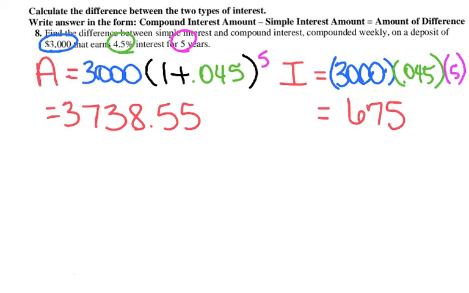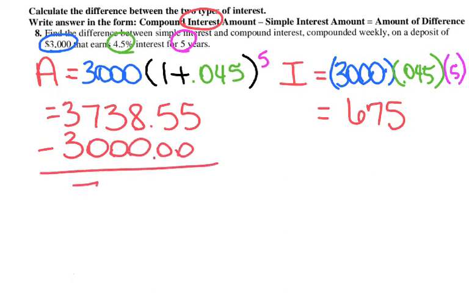Okay, again, be very careful with the verbiage or the words that are in the question. For this one, it wants the compound interest amount. So the $3,738 is not the interest amount. That's how much it is altogether. So make sure you remember to subtract how much you started off with, which is the $3,000. And the remaining balance is what the interest is. So it's $738.55.